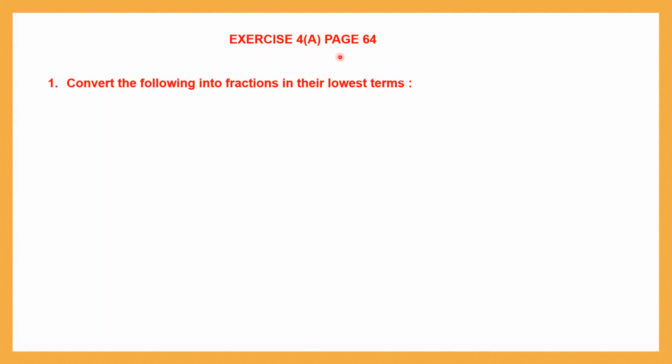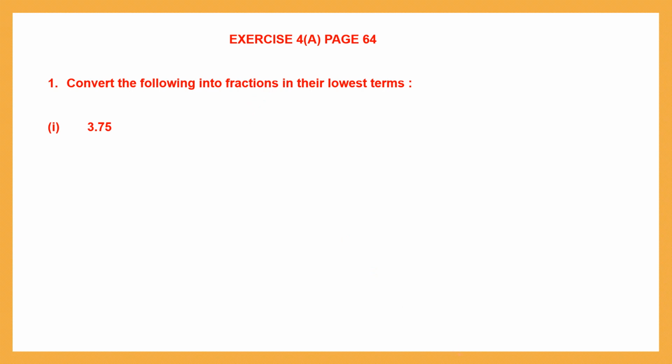Exercise 4a is on page number 64. Question 1. Convert the following into fractions in their lowest term. Question 1. Here we have 3.75. This is a decimal fraction. We need to convert this into a regular fraction with a numerator and a denominator.